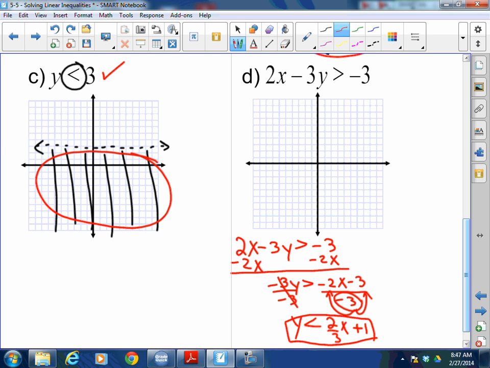What's my y-intercept, please? 1. What's my slope, please? Up 1, 2 over 1, 2, 3 to the right. Go back to the y-intercept. Down 1, 2 over 1, 2, 3 to the left. Go ahead and connect the dots.